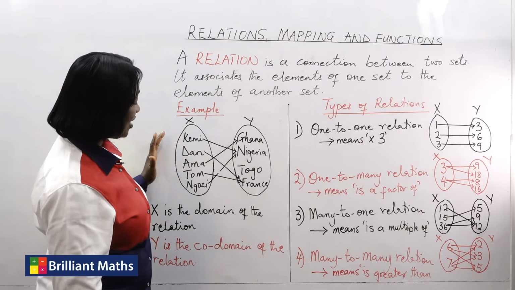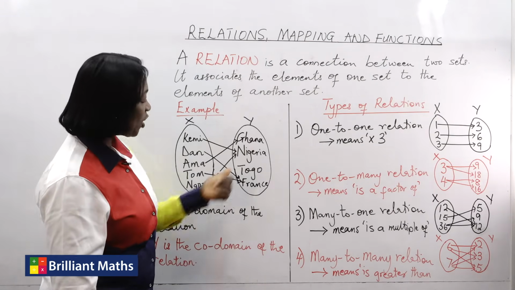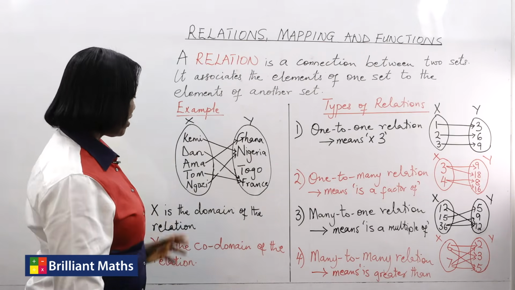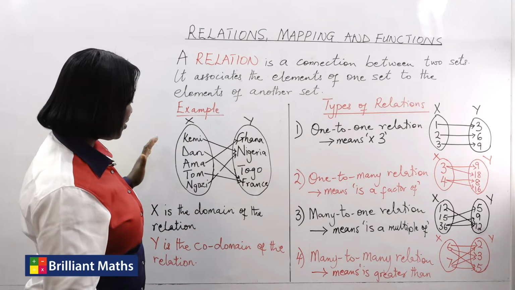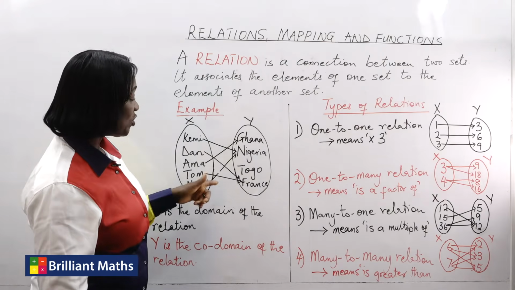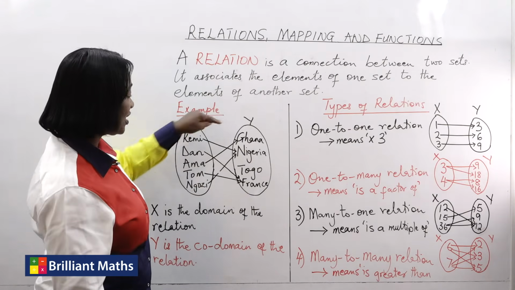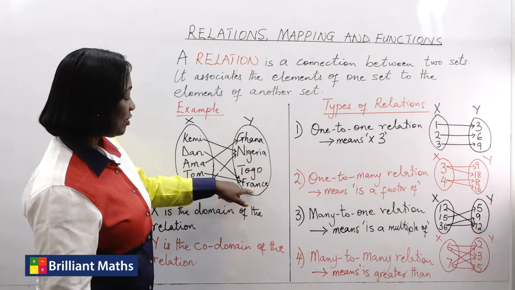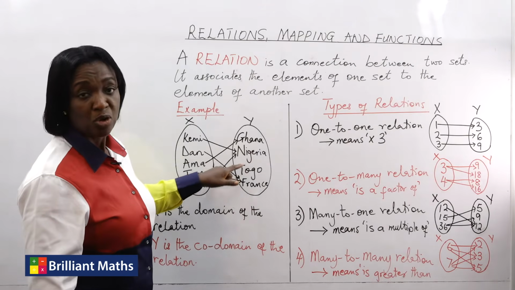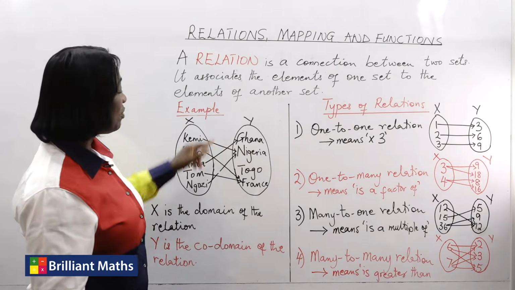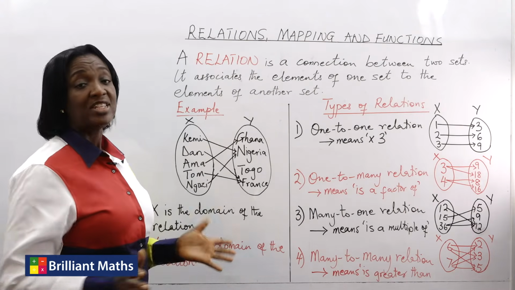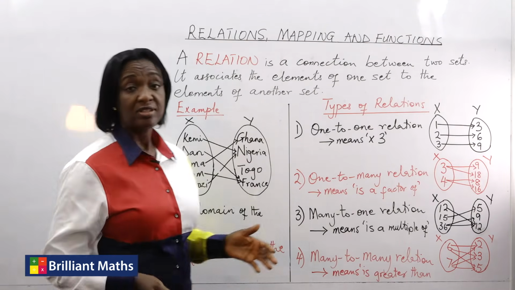From the domain, there's nobody in the codomain from Togo. So the image of this domain would be the countries that actually have people from them. That's Ghana, Nigeria, and France, with the exception of Togo. So the image of this domain will be Ghana, Nigeria, and France. There are different types of relations.